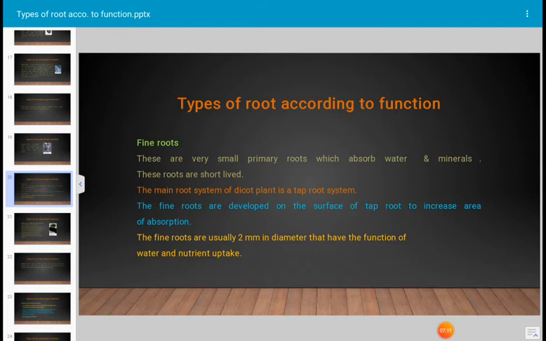The main root system of dicot plant is a taproot system. The fine roots are developed on the surface of the taproot to increase the area of absorption. The fine roots are usually 2 mm in diameter and have the function of water and mineral uptake. Next.